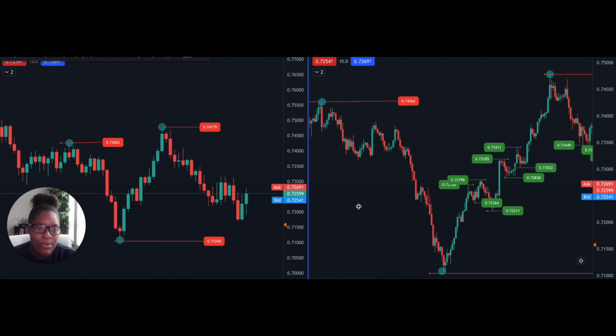I don't think that price trends differently on every time frame. I think it's your mind that tells you that. What I think it boils down to is your understanding of price cycles. Okay, so there are three cycles that price likes to move in.